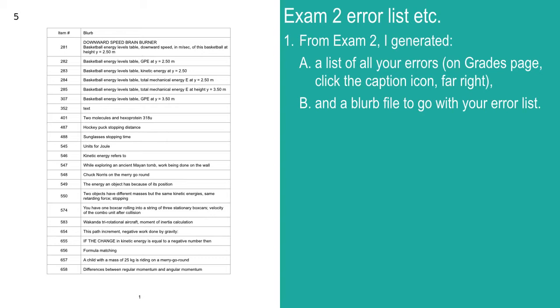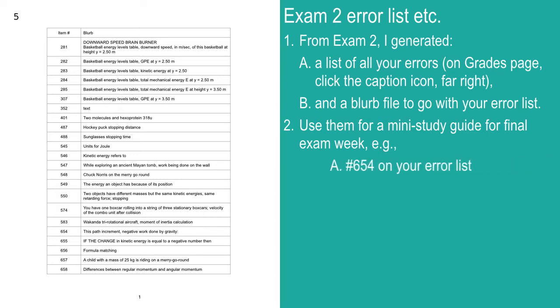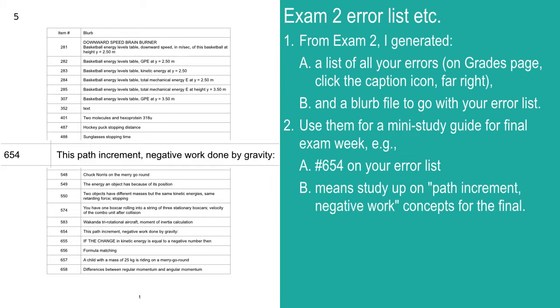Now the blurb sheet is already up on the blurbs page for exam 2. It's a little bit different, but it looks like this. So you look up, for instance, 654. It's a way of making a little mini study guide for the final. So if 654 is on your error list, then you go and look it up. Path increment, negative work done by gravity. So that's one of the things you've got to study and restudy maybe for the final, so you can crush the final.